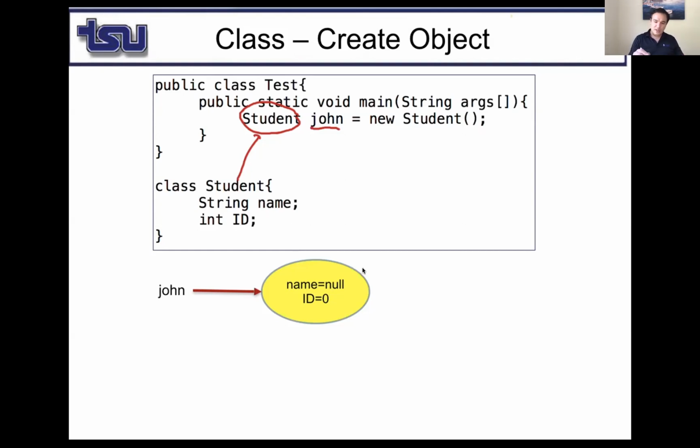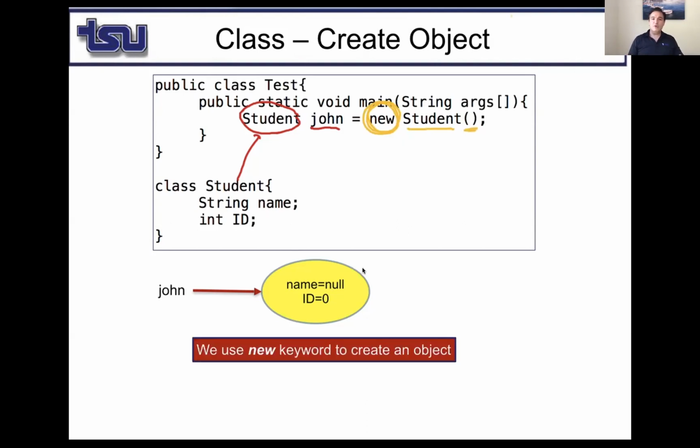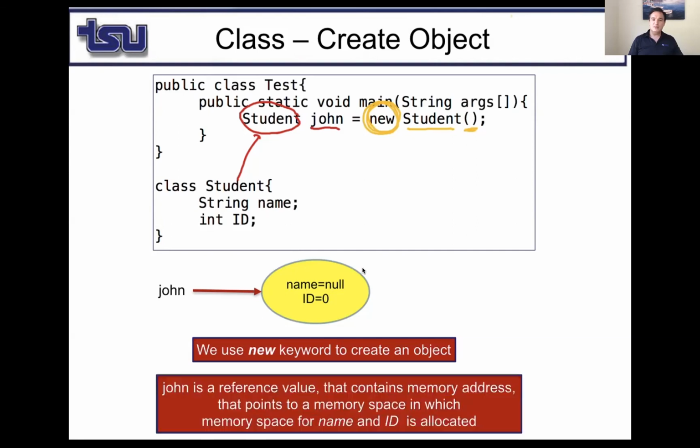It is so important that we use what? New keyword. And then I have student with parentheses right there, and I have semicolon. So let's see, we always use what? New keyword to create an object, okay? So what does this mean? John is a reference value, just like name. Name is a reference value. Why? Because string is what? A class. So this is a reference value.